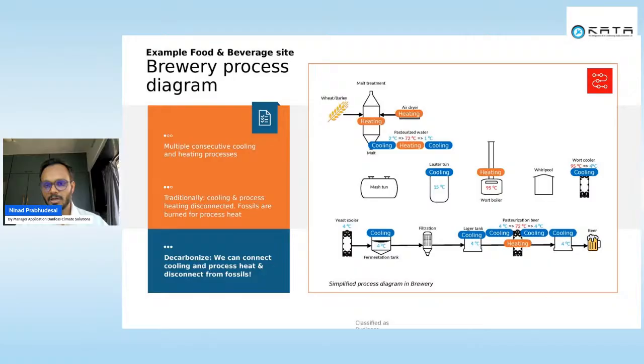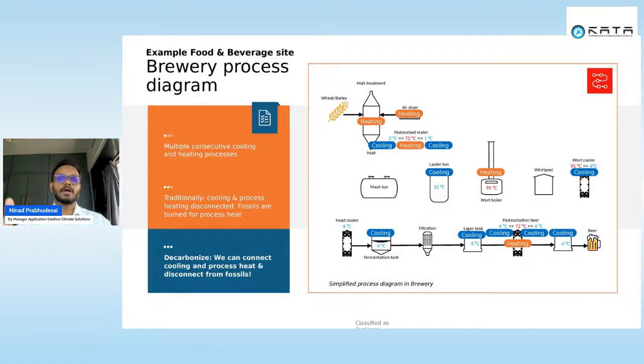In this you can see there are multiple alternating heating and cooling processes, and the heating you require is a maximum of, let's say, 95 degrees, whereas cooling is required at 4 degrees or 15 degrees. In earlier days, people were burning fossil fuels for the heating that the process required. But now we can combine the cooling and heating modes: on one side we can use the evaporator to cool the water to 4 degrees, and at the same time use the other side to heat it to, let's say, 70, 80 or 90 degrees. So that is now getting combined.